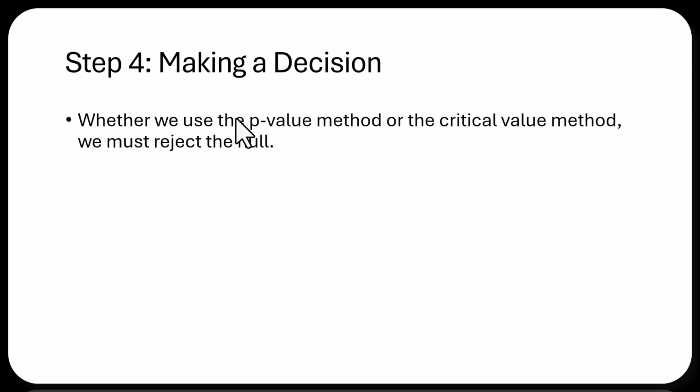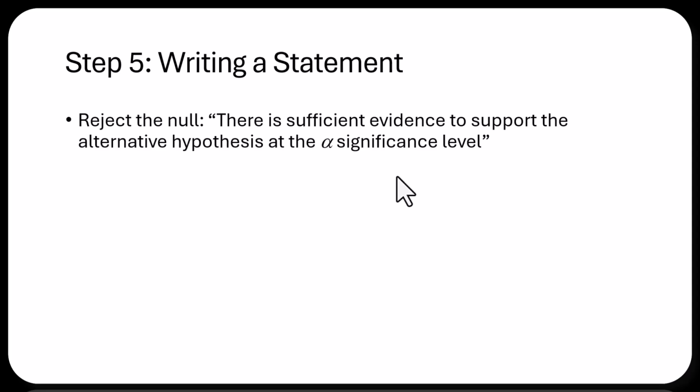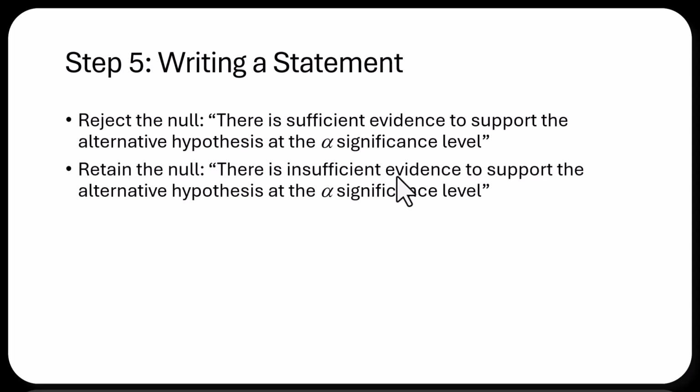Step 4, making a decision. Whether we use the p-value method or the critical value method, we must reject the null. Step 5, writing a statement. If we choose to reject the null, we need to write something along the lines of, there is sufficient evidence to support the alternative hypothesis at the alpha significance level. If we choose to retain the null, we will write, there is insufficient evidence to support the alternative hypothesis at the alpha significance level. However, both of these must be contextualized in the problem.